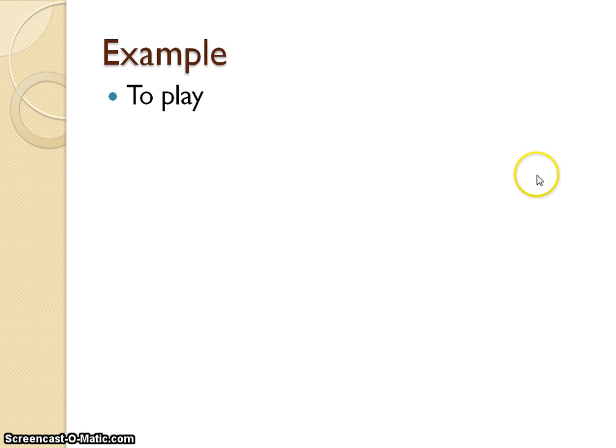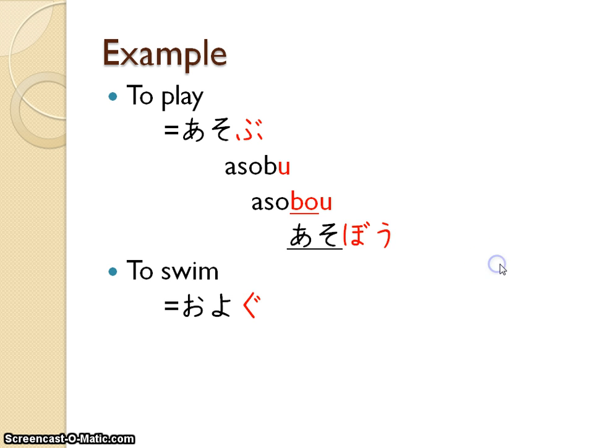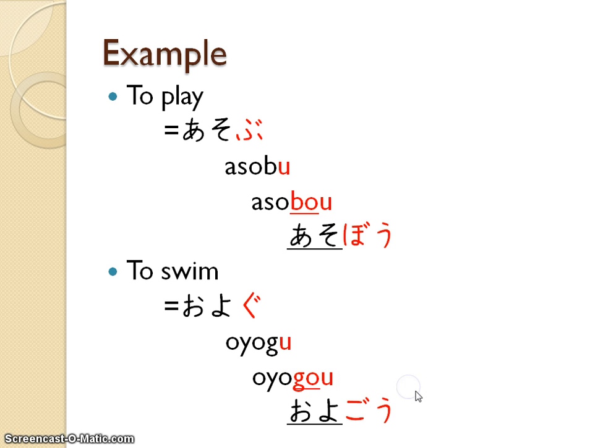Okay, let's take a look at the examples. Asobu is to play. So it'll be asobo-u. To swim. Oyogu. So we have the u at the end. So you take out the u and add o at the end. So oyogo-u. Very simple. If you need to review this, just take a look. Sometimes it might help if you take a look at more examples. The textbook does have a lot more examples in it. It is on page 78, so you can take a look at that to see if that might help you.